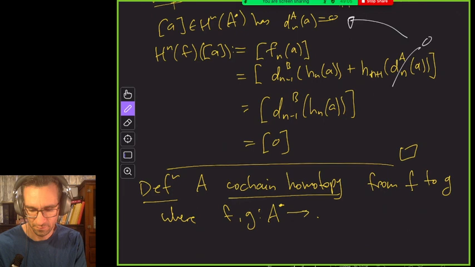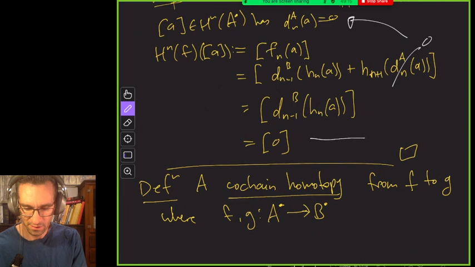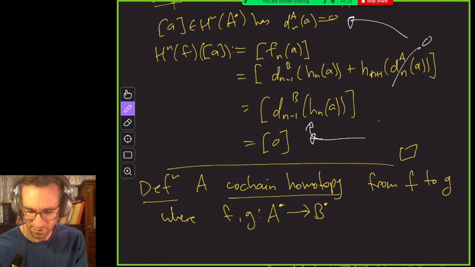The second part, Chris, I presume you mean this line here. This is because it's D of something. Yeah. I should go, whoop, this here is in the image of Dn minus 1b. So in the B cohomology, it vanishes.